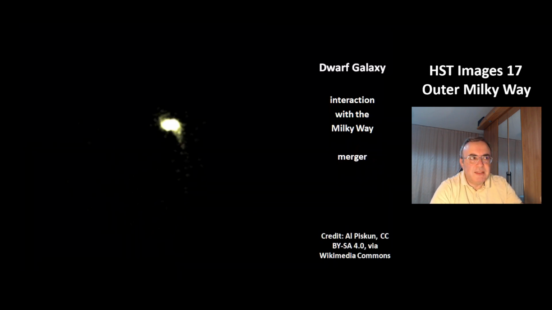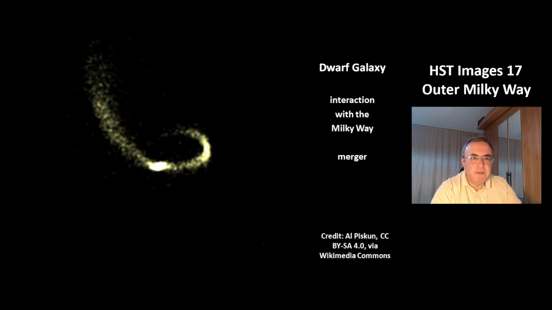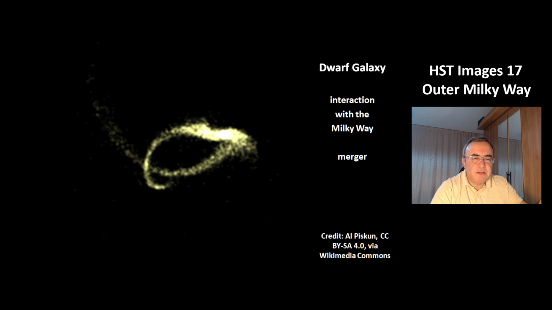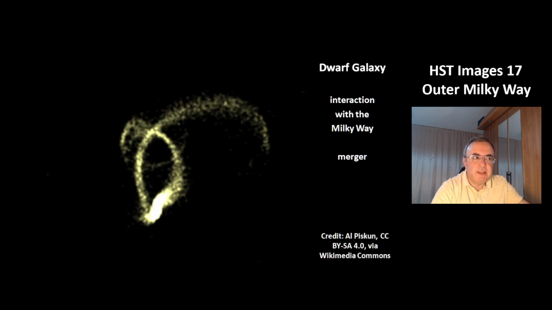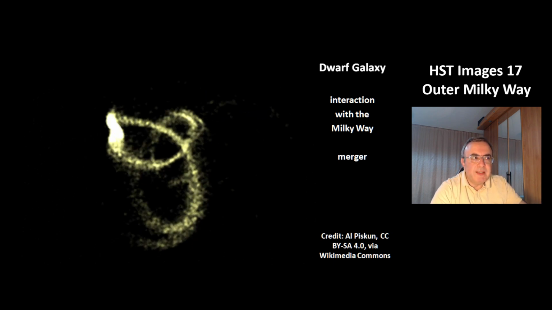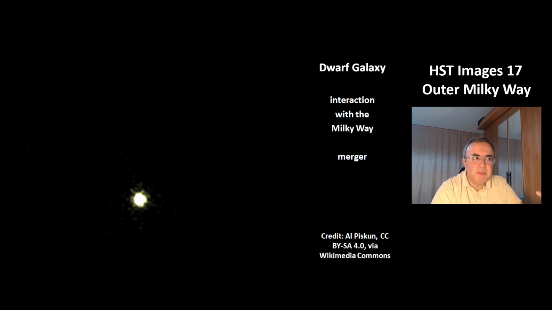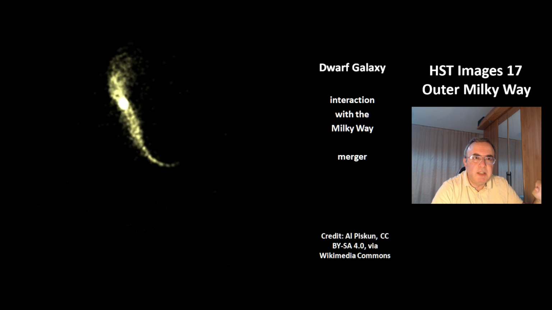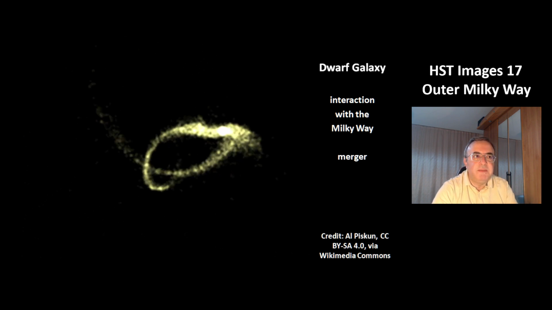This is a nice animation of what happens to a dwarf galaxy if it comes into the gravitational field of a bigger galaxy. The bigger galaxy is not shown in this animation. And you can see it is stretched, and it circles several times around the bigger galaxy. And eventually it will become a part of the bigger galaxy, and it will merge with the bigger galaxy.